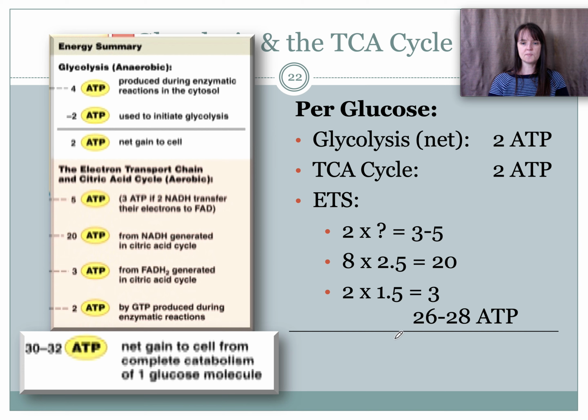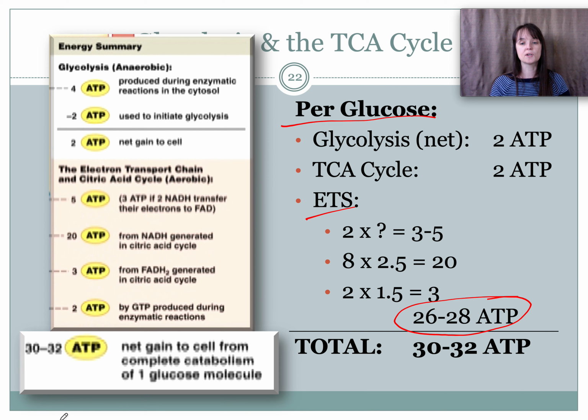And then when you add this up, you get 26 to 28. So how many ATP are made per glucose in the electron transport chain? 26 to 28. And then how many ATP are made per glucose, plus 4, 30 to 32 total per glucose.